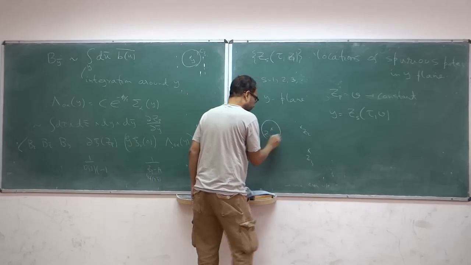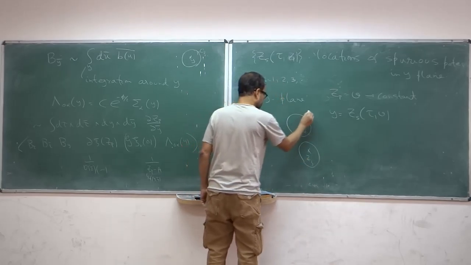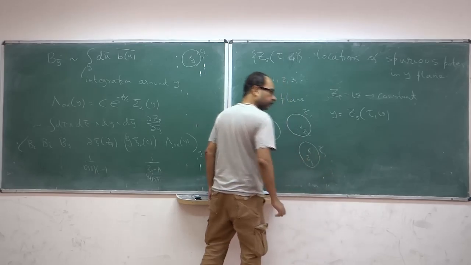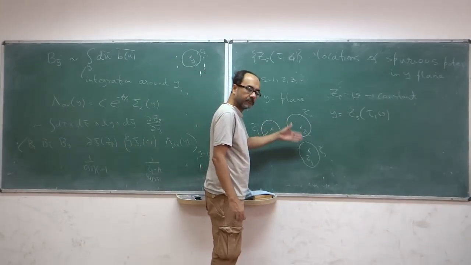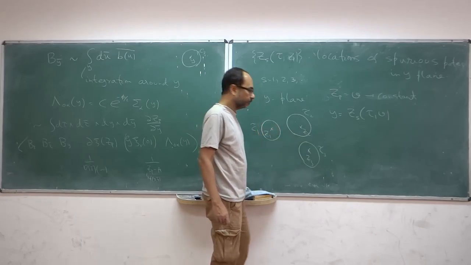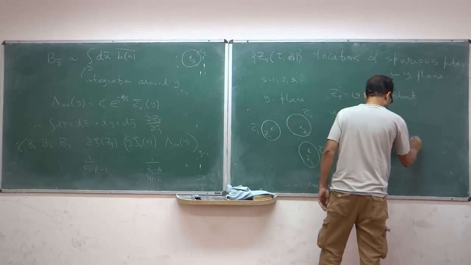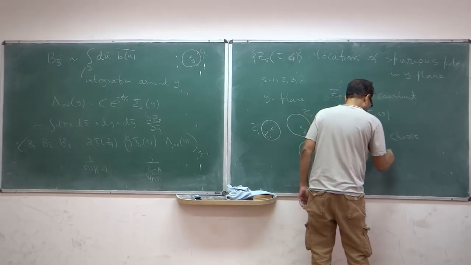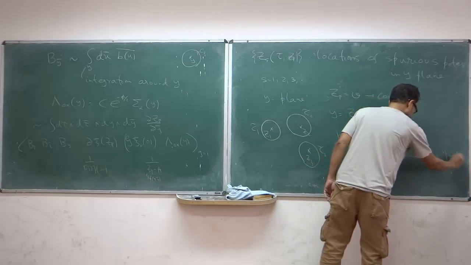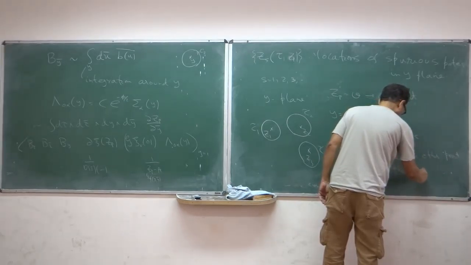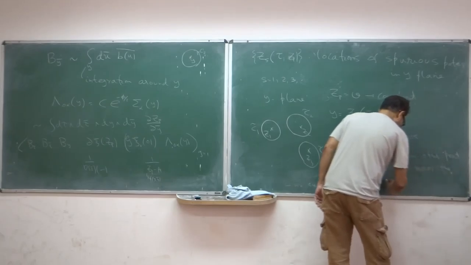What you can do is cut out some small circles around these points. Let's call them C tilde 1, C tilde 2, C tilde 3, etc. And inside these circles, where Y is inside, choose ZS to be some other point that removes the spurious poles.